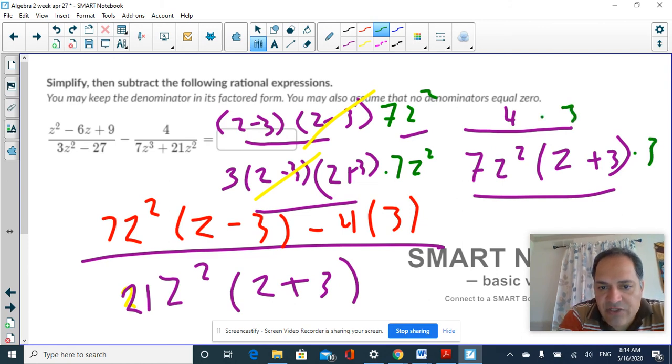So now you have the same denominator, if you look, same denominator, and add the top after multiplying. Okay, and simplify it, like distribute.